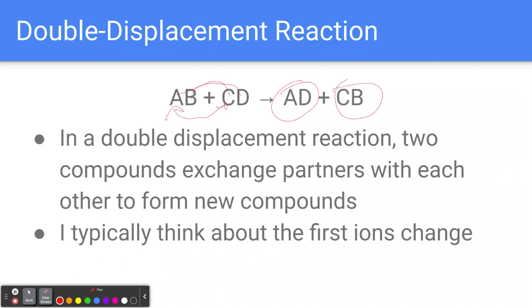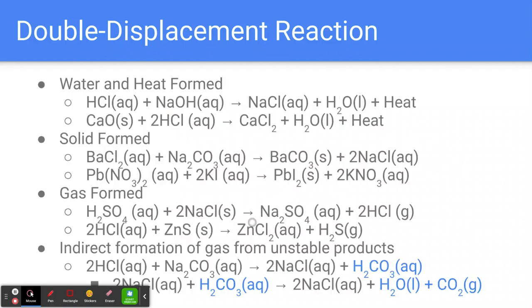And so when I do these, I typically think of the first elements exchanging or the first parts of the compound exchanging, but some people think about the second parts. It's up to you. I just personally think about those first ones flipping. So some different reactions that happen here. We could have water and heat being formed. So if we react, typically it's going to be like an acid or base, or we could have some hydroxides. So if we react hydrochloric acid and sodium hydroxide, so hydrochloric acid is an acid, sodium hydroxide is a base.